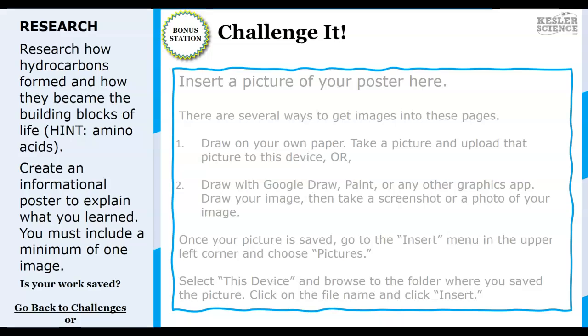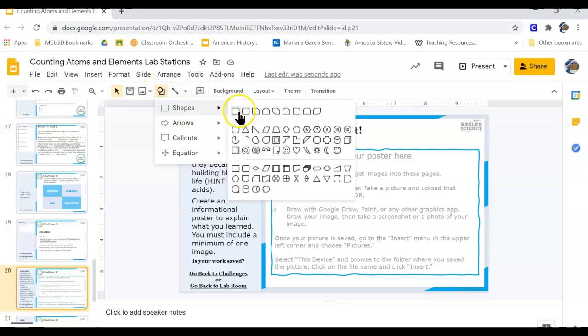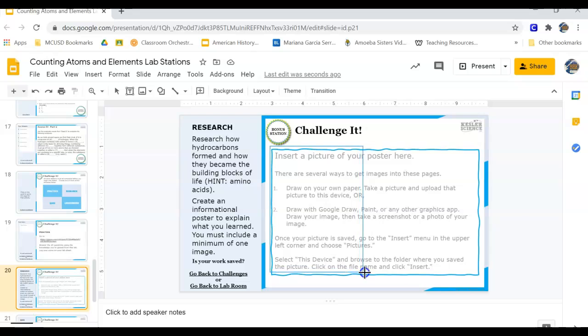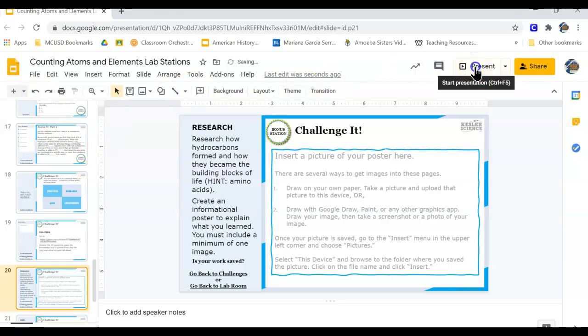Challenge it. Research. You can research how hydrocarbons form, and how they become the building blocks of life. You're really looking at amino acids. Create an informational poster to explain what you've learned. You must include a minimum of one image. If you're going to do that, you can actually just put a box over this whole area and put your information there, or you can upload a picture if you so choose.